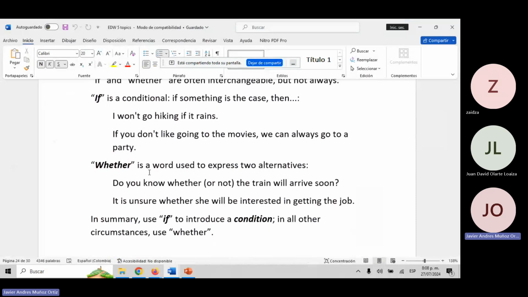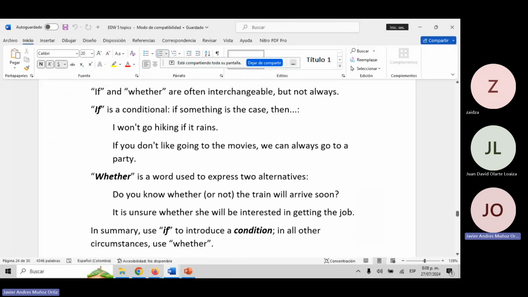So, for example, it is unsure whether she will be interested in getting the job. So she might get the job or she might not get the job. There are no other options. So whether is used as a conditional when we only have two options.